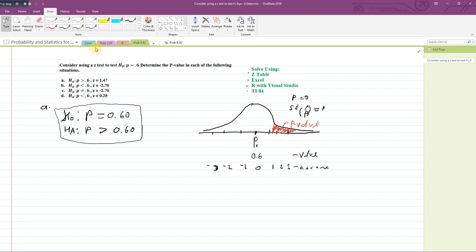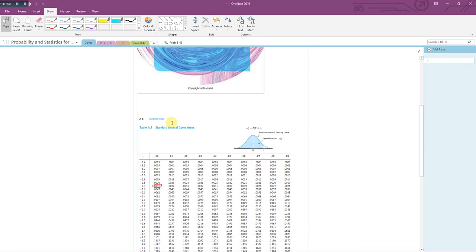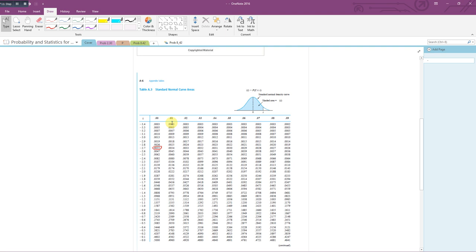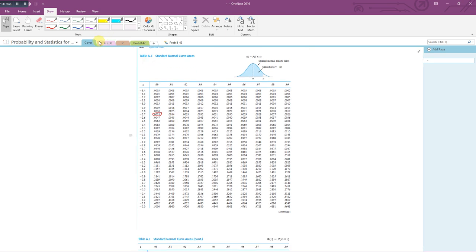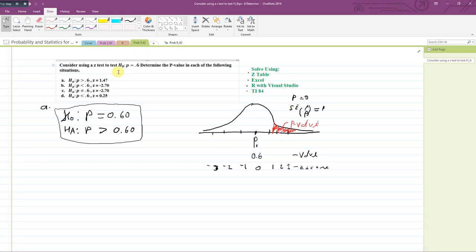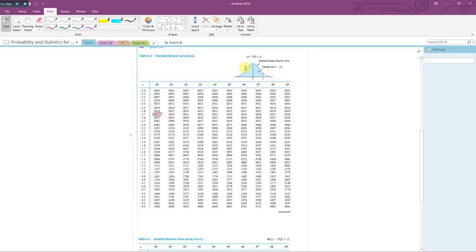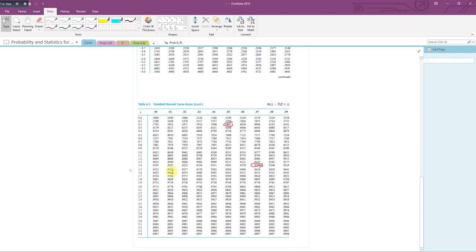So using the table, I'm going to go to this table right here. It's probably in the back of your book or in front of your cover of your book. I'm going to look for 1.47. Now, in this book, if you see the chart up here, they read it from left to right. However, we want the right hand side, the non-shading area. So we're going to go to the positive side, and we look for 1.47 right there.